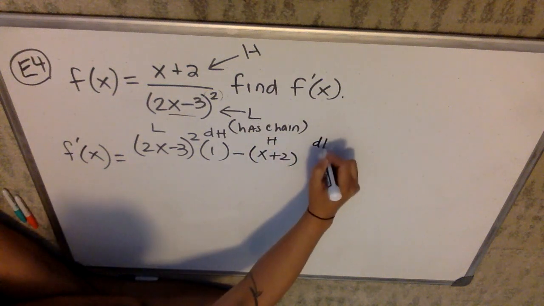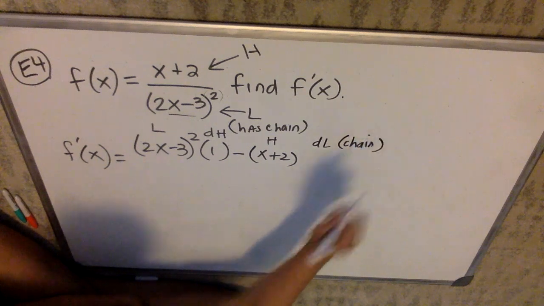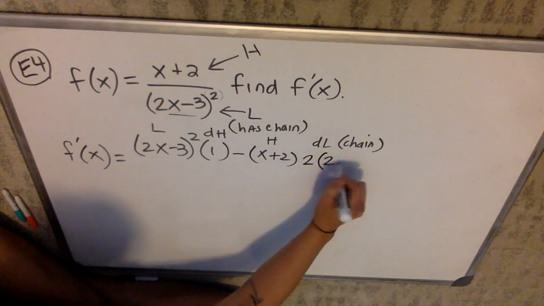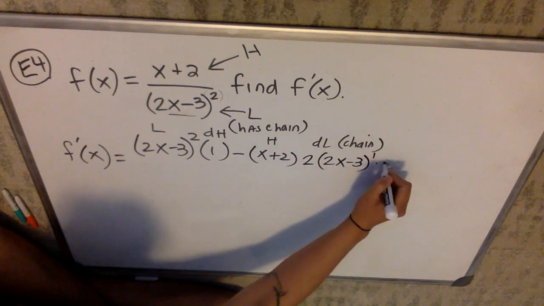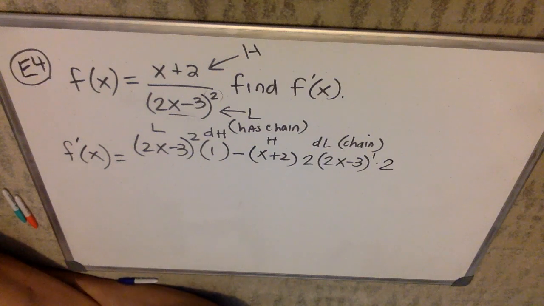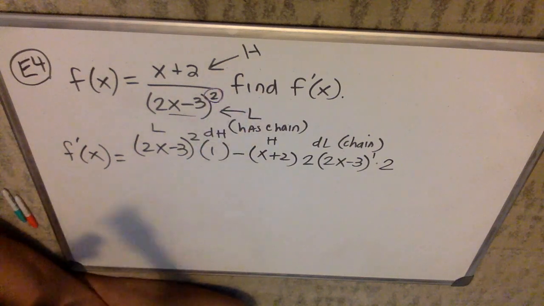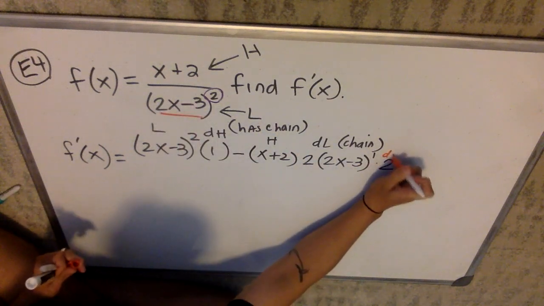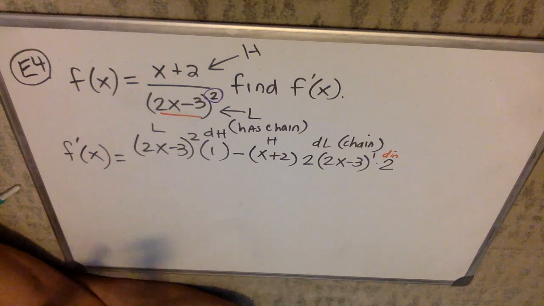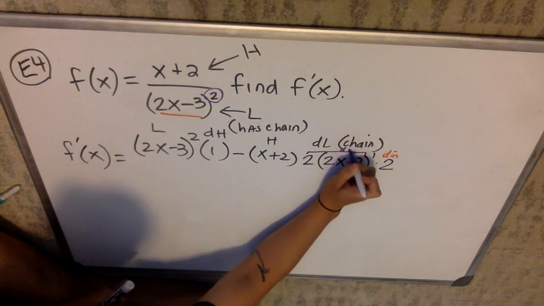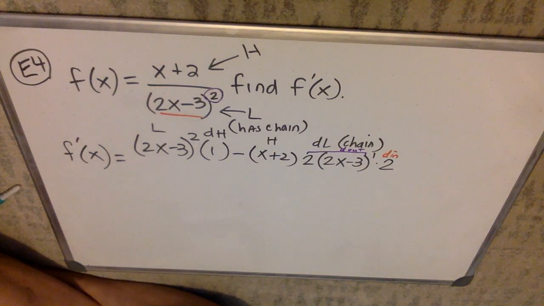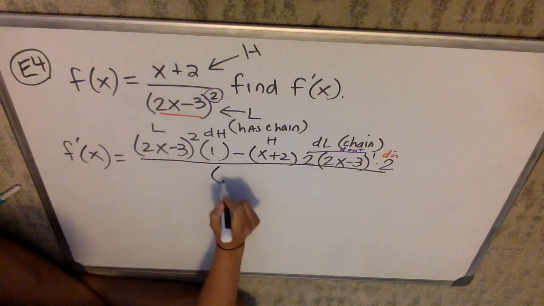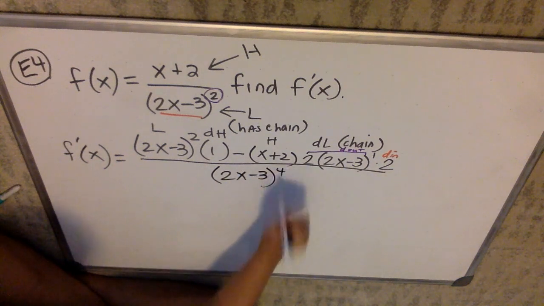Well, now d low is going to be a chain because there is a function inside the function in the low function, right? So I'm going to get 2 stuff to the first power times the derivative of the inside, which is a 2, right? So in this situation, this was my outside function, right? This was my inside function. So this was my d inside, and this whole thing was my d out, okay? And then on the bottom, I need to square the low, which is going to be a 2x minus 3 quantity to the 4th.